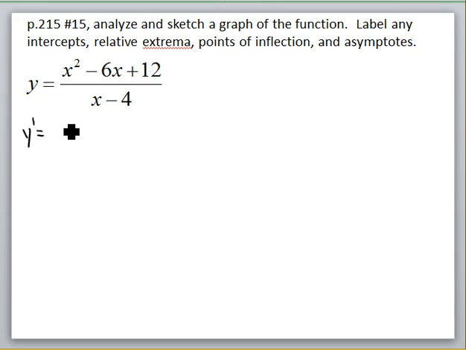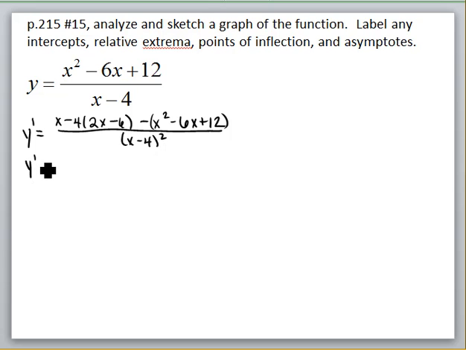So I have first derivative be bottom times the derivative of the top minus the top times the derivative of the bottom all over. Notice it's just a 1. I didn't even write it. Bottom squared.